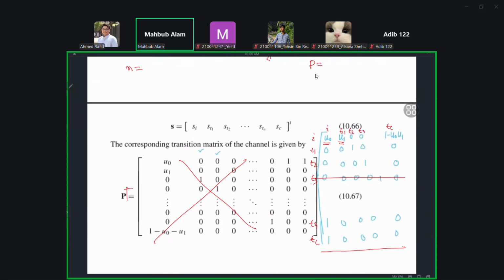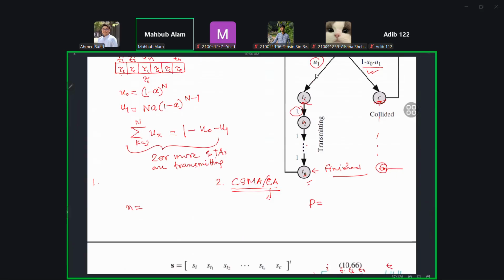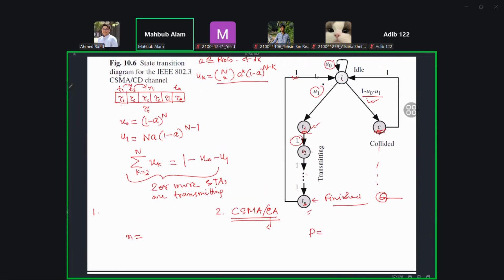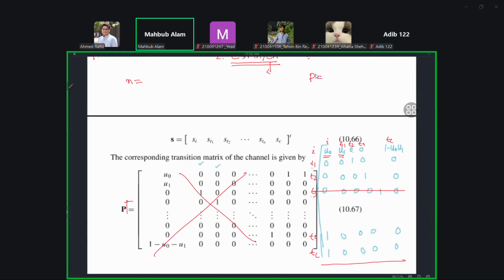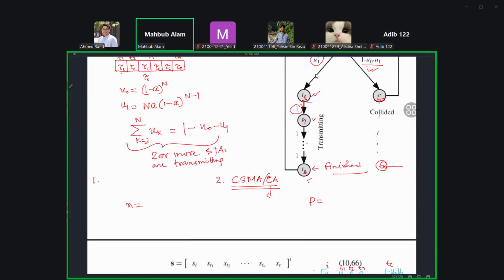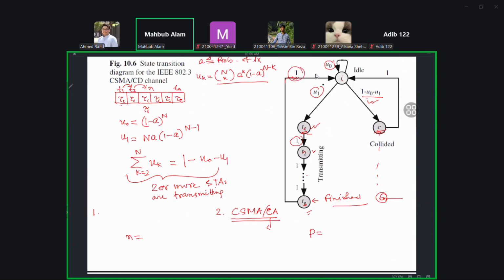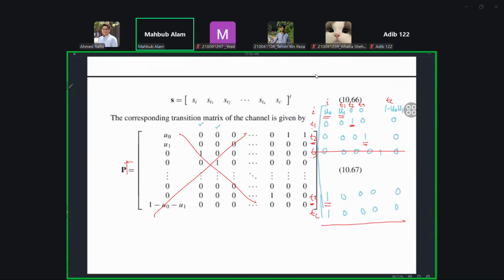Now, if the current state is the transmission one, then what will be the next state? If the current state is T1, the next state will be T2 with probability 1. If the current state is T2, the next state will be T3 with probability 1. If the current state is T3, the next state will be the idle state. So after transmission, it goes back to the idle state with probability 1. So we will have 1 here. And if the current state is a collision state, then after the time period tau C, it will go back to the idle state with probability 1.